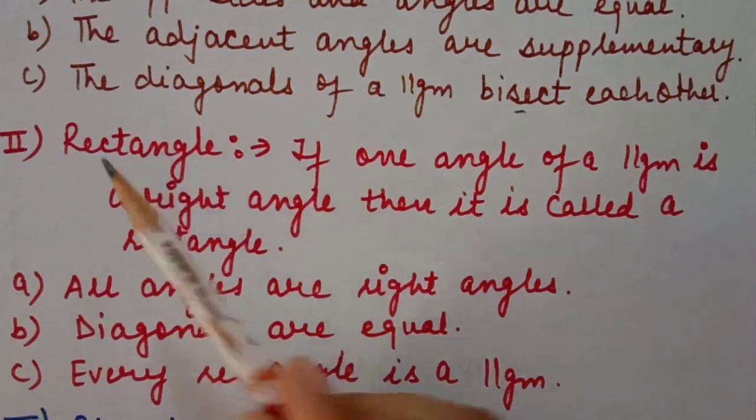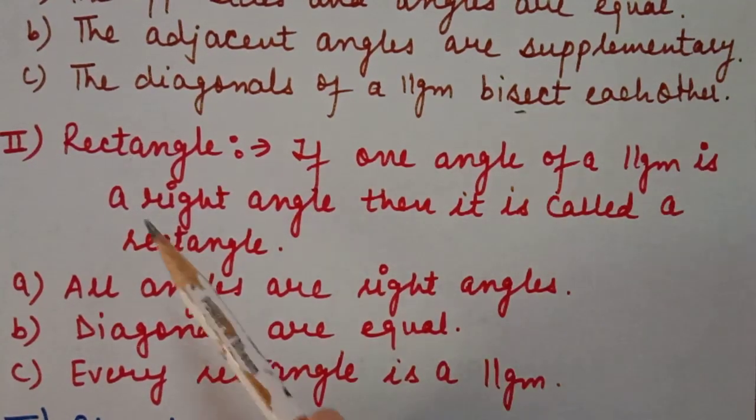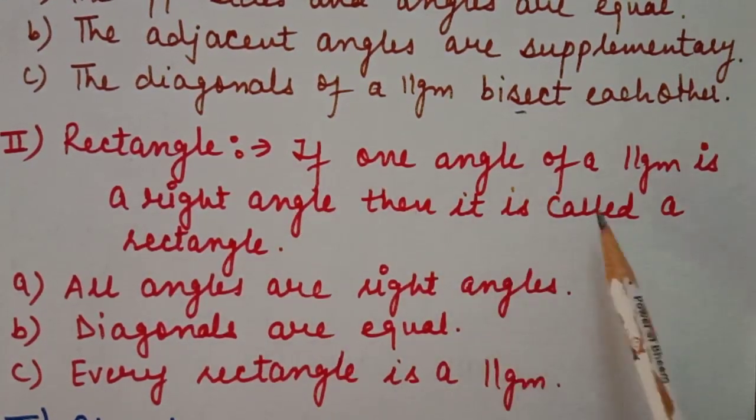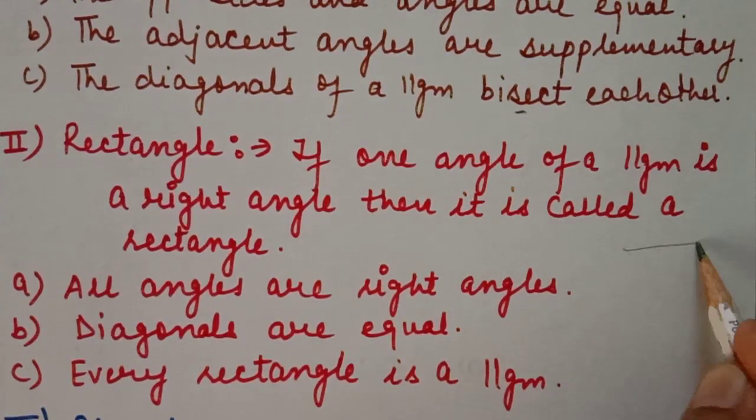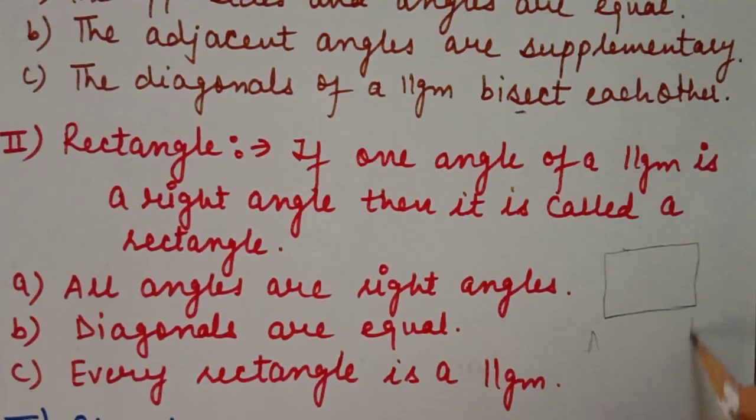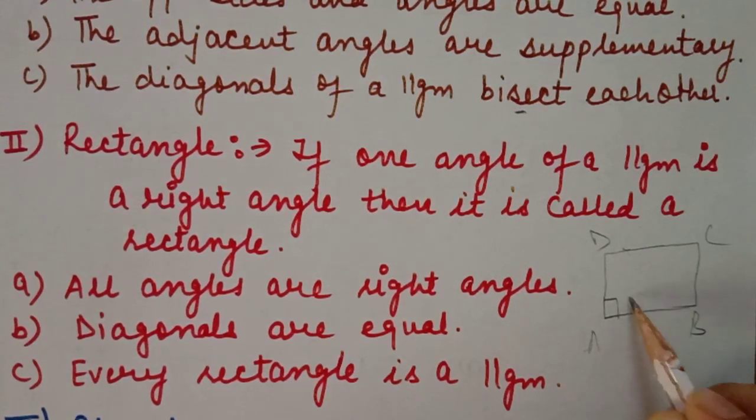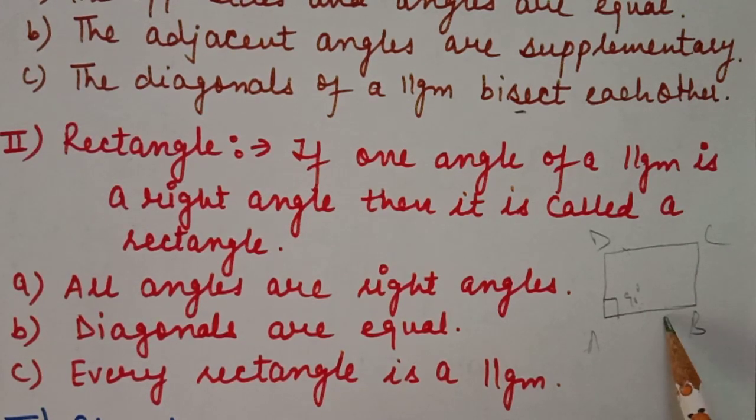Second one is the rectangle. If one angle of a parallelogram is a right angle, then it is called a rectangle. Students, we will discuss our definition of a rectangle in the form of a parallelogram. We have a parallelogram, because we now know all the properties of a parallelogram. If one angle in a parallelogram is 90 degrees, then it becomes a rectangle. How does it become a rectangle? It means a rectangle has all the properties of a parallelogram. Opposite sides are equal and parallel. Opposite angles are equal and diagonals bisect each other.